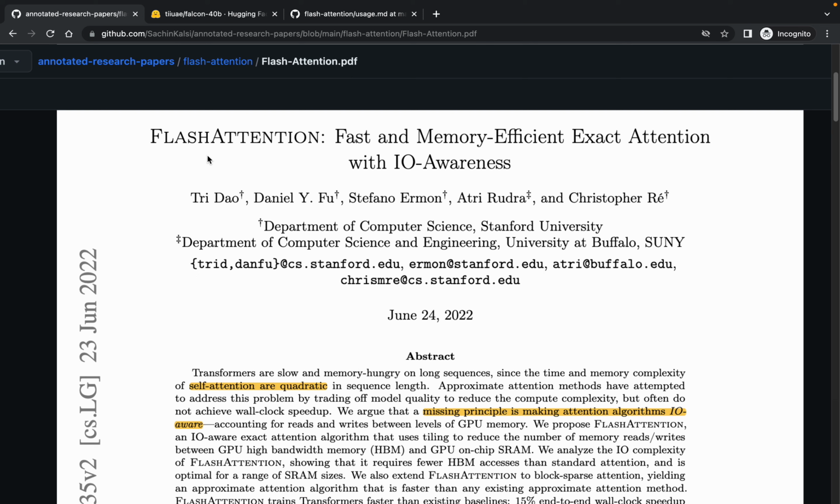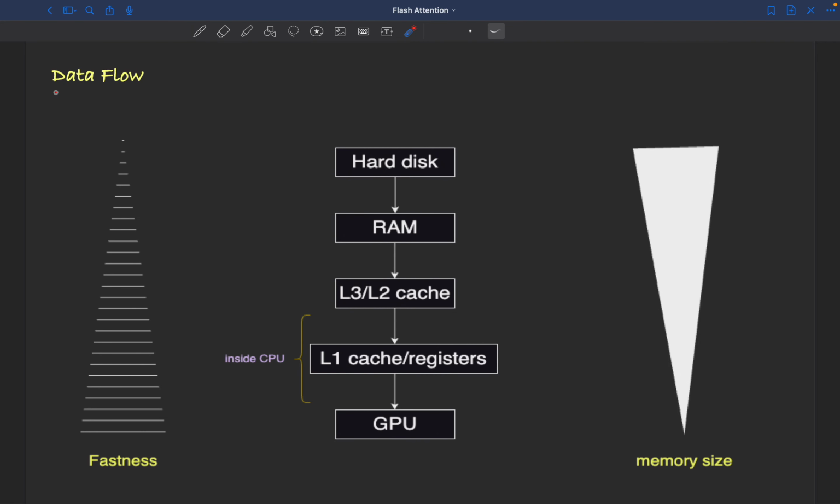Just to recap, we'll go over the CPUs, how a CPU works, or maybe how a GPU works, what the various terminologies in GPUs are, and then we will get started with FlashAttention. So let's straight away get into the hardware details. Let's have a look at how data flows in a system.